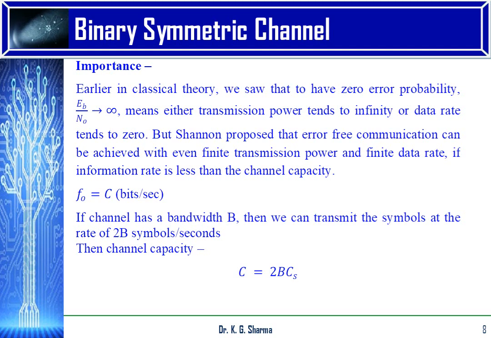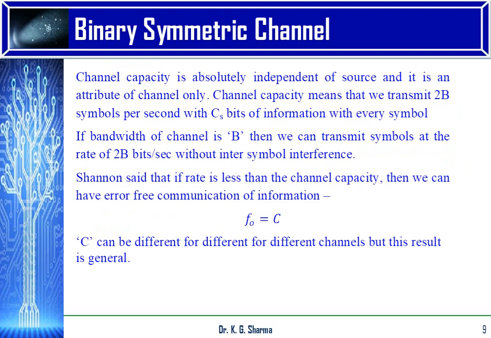This is already known to you that if bandwidth of the channel is B, then we can transmit the symbols at the rate of twice B symbols per second. Then channel capacity will be equal to twice B times CS. Channel capacity is not an attribute of the source. It is an attribute of the channel only. Channel capacity means that we transmit twice B symbols per second and with CS bits of information with every symbol.